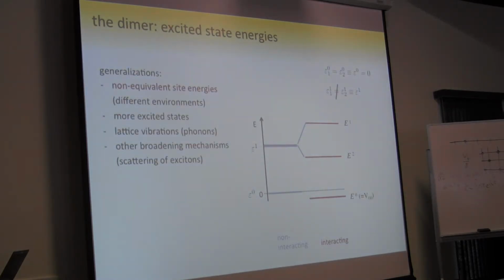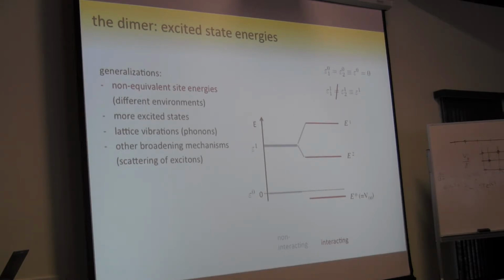Fine. Now, what are generalizations? I will not discuss them with you. Here is relatively simple. Of course, you can have non-equivalent site energies. That means even for identical molecules, in a realistic situation, the site energies might be different. So epsilon 1 is not the same as epsilon 2 due to the environment of these molecules. But this is very easy to incorporate. Essentially, here you don't have a degenerate level, you have 2 of them, and these 2 energies get a little bit modified, but essentially you still have a splitting, and qualitatively everything remains the same.